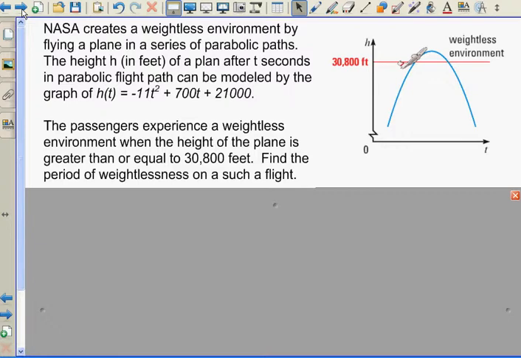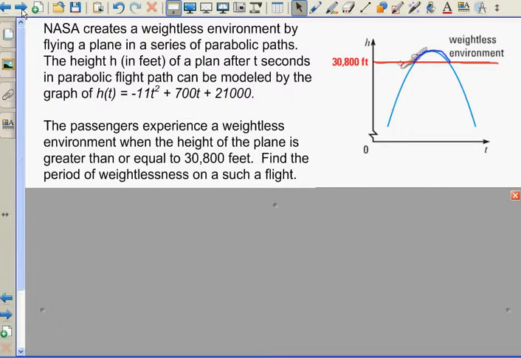But it says that passengers experience weightlessness when the height of the plane is greater than or equal to 30,800 feet. So that's what this red line is going across. We know that as long as they're above that, they're weightless. I don't know if that's because they shut off the engine and then just let them kind of fly. I don't know how it works. Not a physics major. But anyway, they are weightless as long as they're up above 30,800 feet.